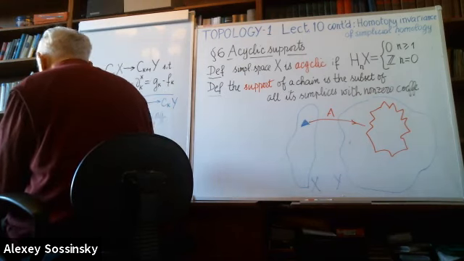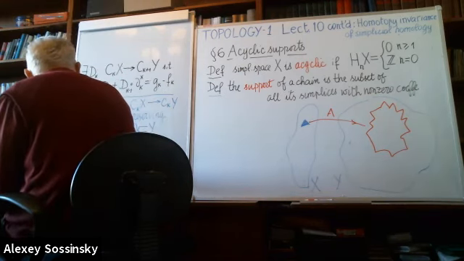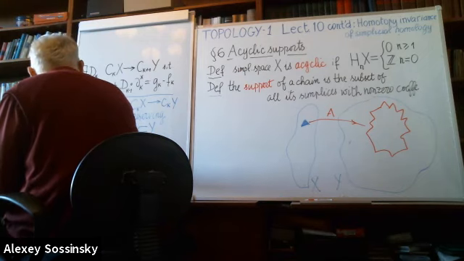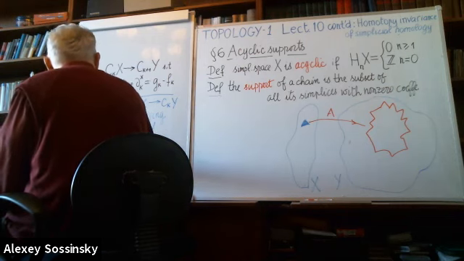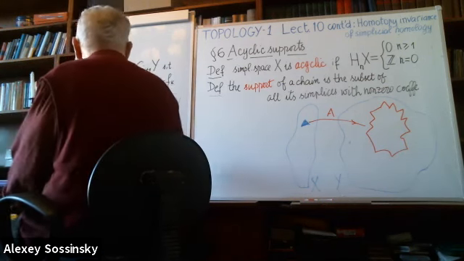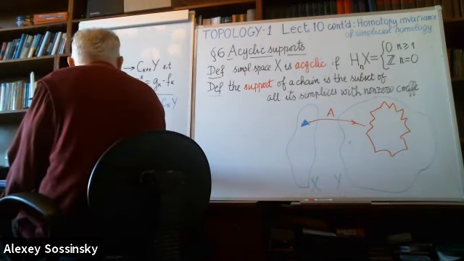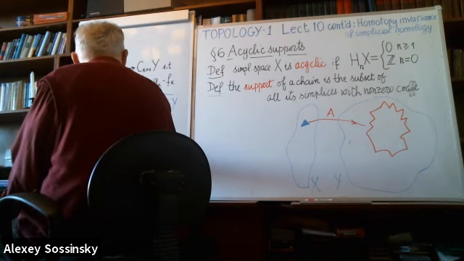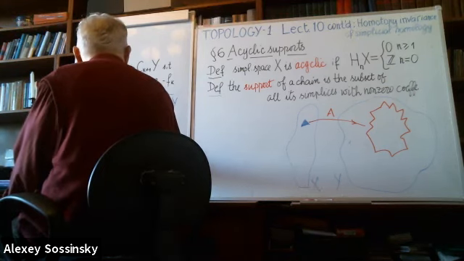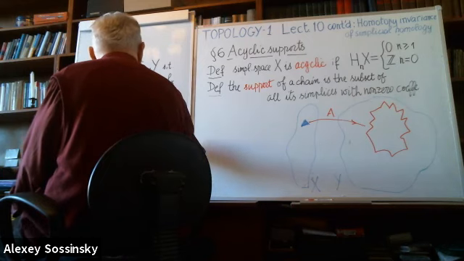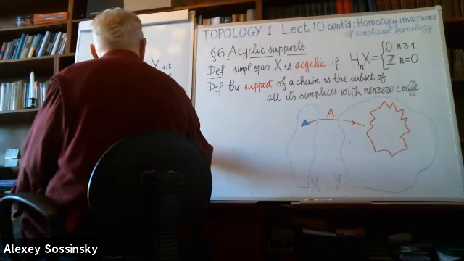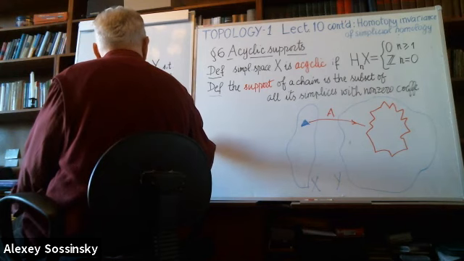The second condition: if delta k contains a face, a subsimplex delta k minus 1, then we require that A of delta k contain A of delta k minus 1.